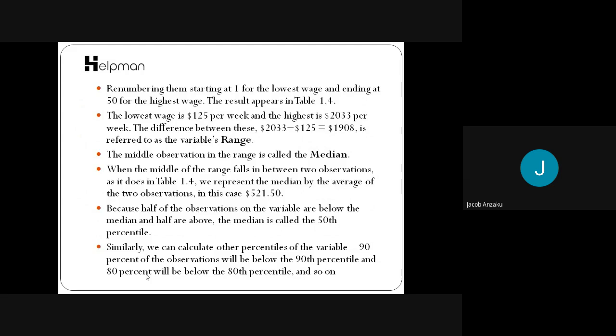Now, because half of the observations on the variable are below the median and half are above, the median is called the 50th percentile. I don't know whether I've got that. Now, similarly, we can calculate other percentiles of the variable, like the 90th percentile, the 80th percentile, and so on and so forth. Below the 90th percentile is the 80th percentile, and so on.